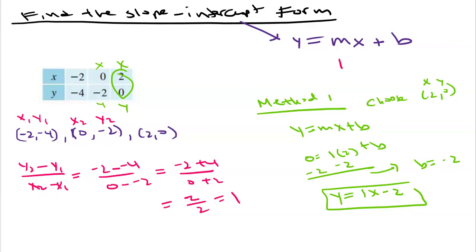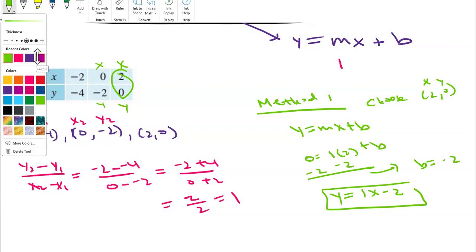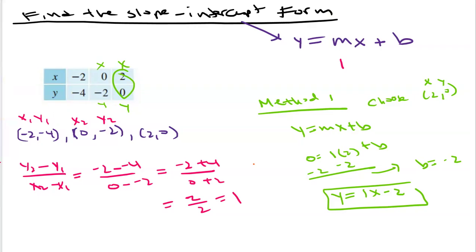All right, so I said I was going to show two methods. The other method is looking at our table. It says we have 0, -2, and 2, 0. So 0, -2, which is this one, and 2, 0 as our second one. Why did I pick those? Well, I know those are going to be crossing the axes, right?